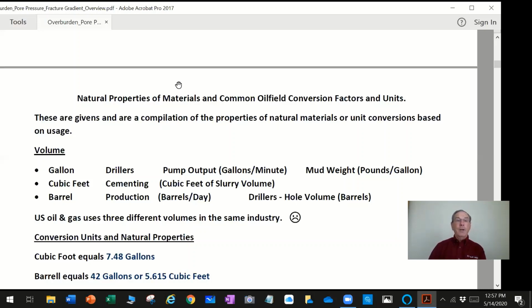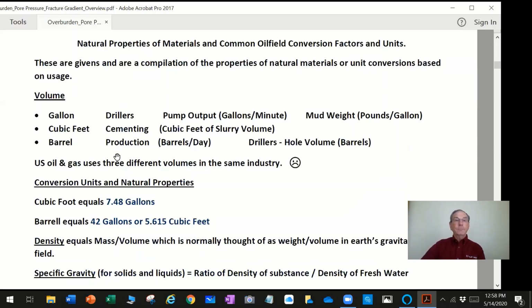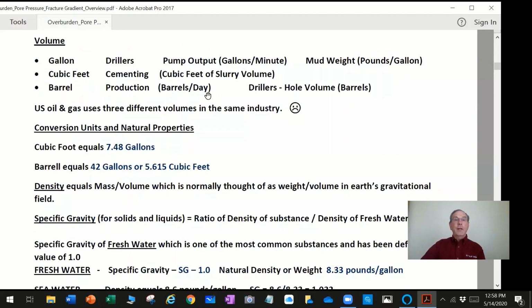You know, we are the U.S. oil and gas industry, and we're using 3 different volumes on our morning report to conduct our operations, which makes it a little bit more difficult, especially when you're explaining this to people who come from different parts of the world and are not used to using 3 different volumes to do their work in. Some common conversion units and natural properties: a cubic foot equals 7.48 gallons. So if you wanted to go from gallons to cubic feet, you would use this conversion factor. A barrel is equal to 42 gallons, which is also 5.615 cubic feet.